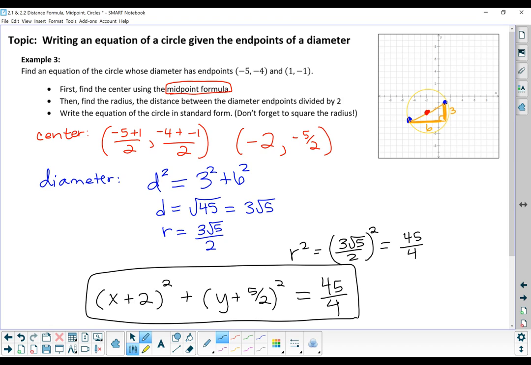So you have 3 steps there. You need the center, you need to figure out the radius, don't forget to square it, and then you're ready to write your equation. So, lots of steps on this one.